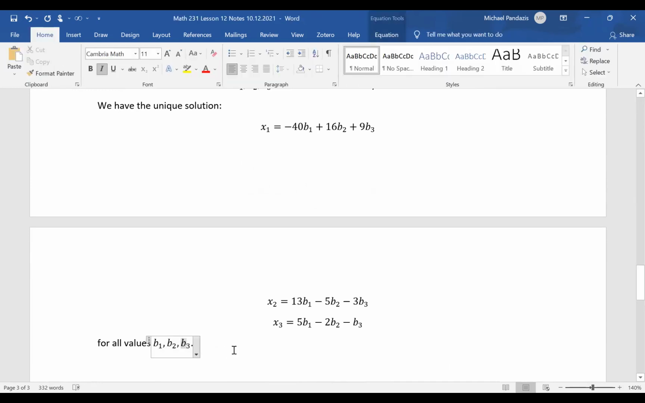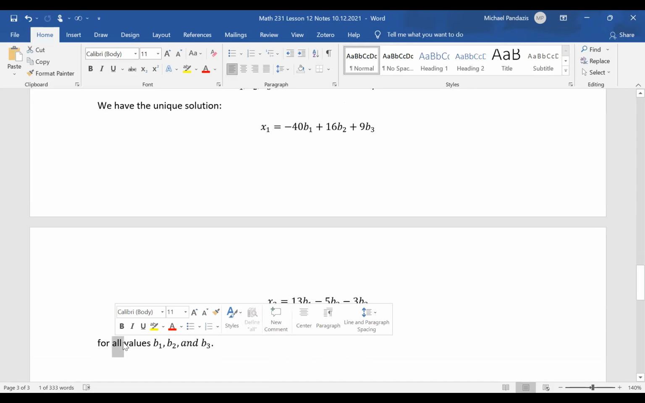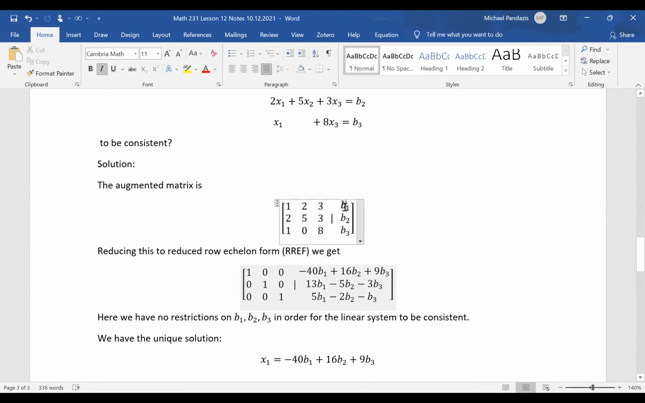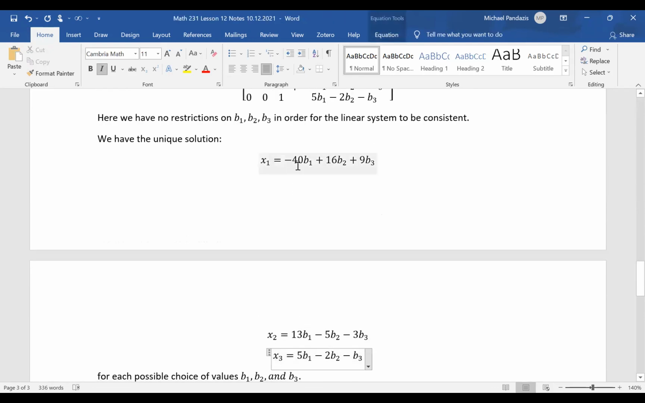So maybe you're asking, why did I use the word unique if I'm saying it applies for all b1, b2, and b3? Because I'm saying for each possible choice of values b1, b2, and b3. Let me word it that way. No matter what values you choose for b1, b2, b3, if you fix that choice, then when you get this matrix to reduced echelon form, you get the unique solution of x1, x2, and x3, all in terms of the b1, b2, and b3 that you fixed.